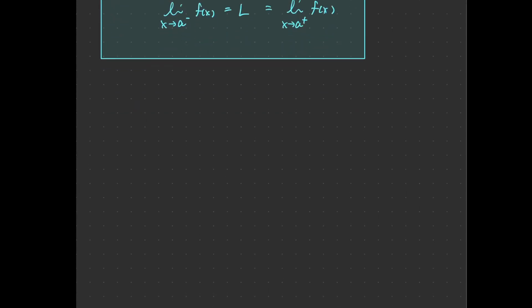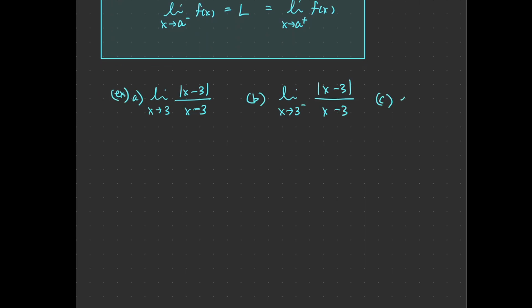So an example of this, and it's possible we did this in the last video, that's how short my memory is these days. We can look at the limit as x approaches 3 of the absolute value of x minus 3 over x minus 3. We'll look at the one-sided limits. I'll go from the left first, of this function, the absolute value of x minus 3 over x minus 3. And then we'll also look at the right-hand limit.